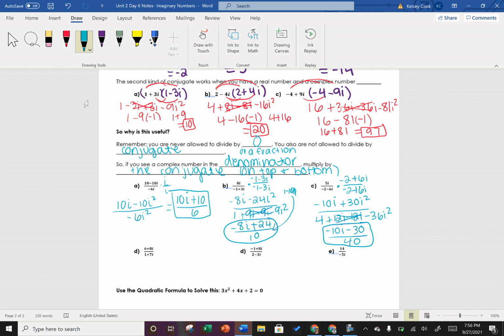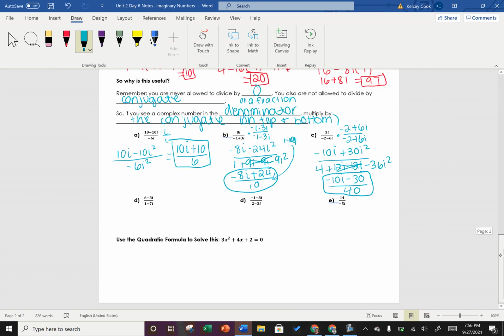We can keep going, but the thing I am most concerned about with you guys is using this to solve the quadratic formula. So that's what we did today. So the first thing we need to check is if our equation is equal to 0. Yes, it is. Okay, now I need my A, B, and my C. So my A is 3, my B is 4, and my C is 2.